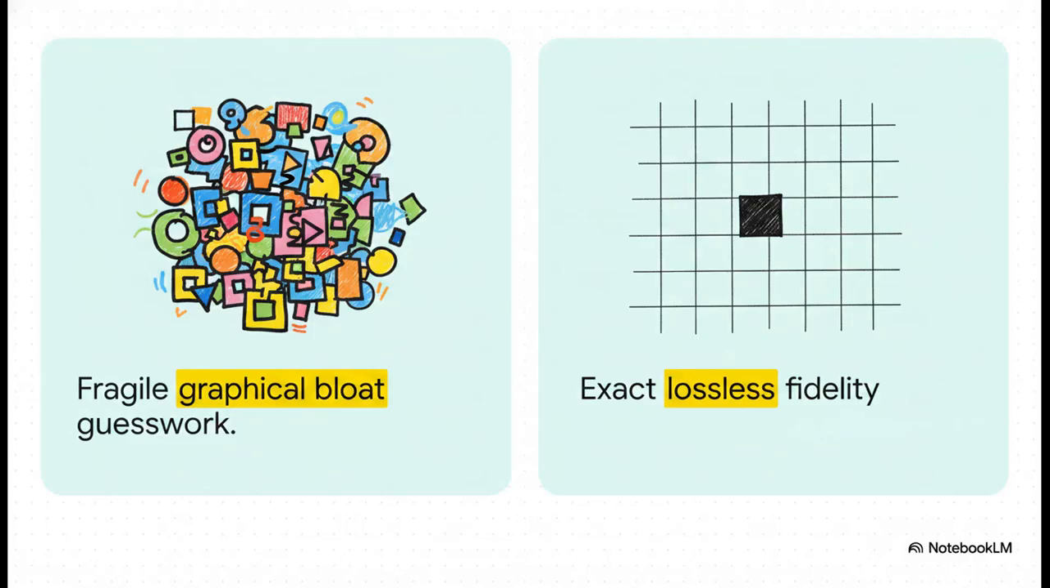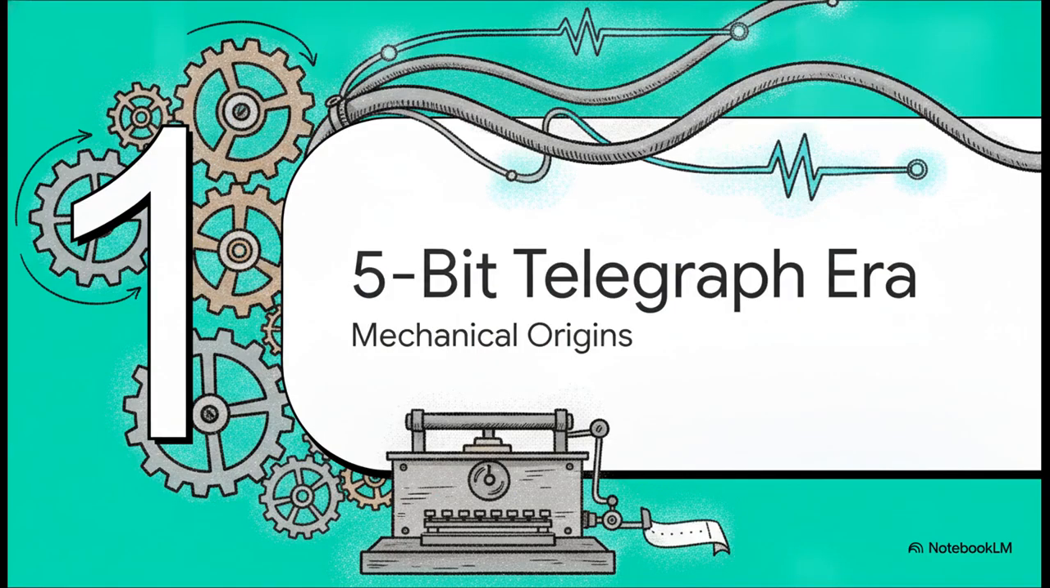Just look at this stark contrast here. It's wild. On one side, the graphical interface trades exactness for visual metaphors. But on the other, the command line gives you a 100% exact lossless fidelity log. Imagine your screen operating on a rigid monospace grid, kind of like evenly spaced chopsticks. By rendering just a single character on this exact, discrete grid, we completely bypass all the latency and bloat of those heavy graphical systems. All right, let's jump into part 1, the 5-bit telegraph era and its mechanical origins.